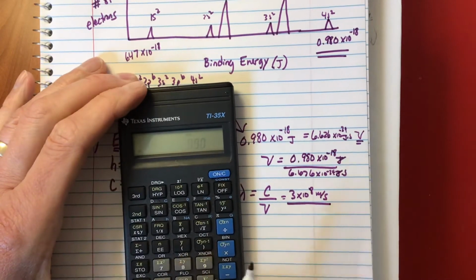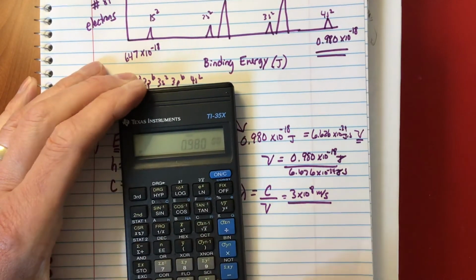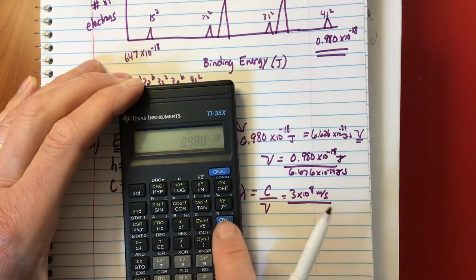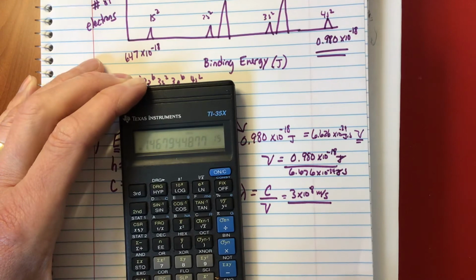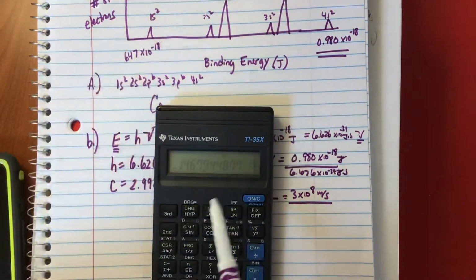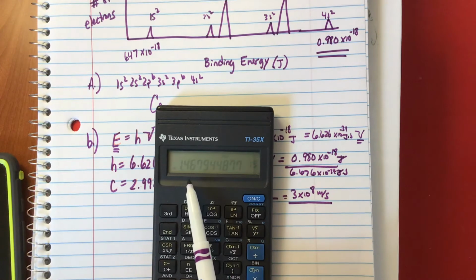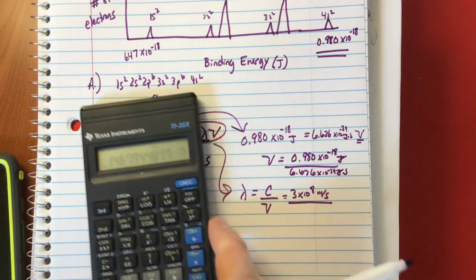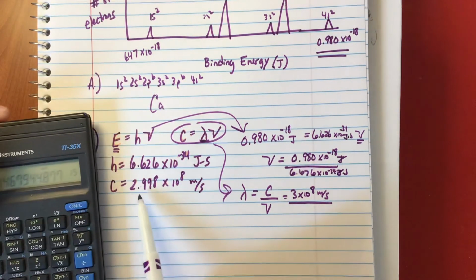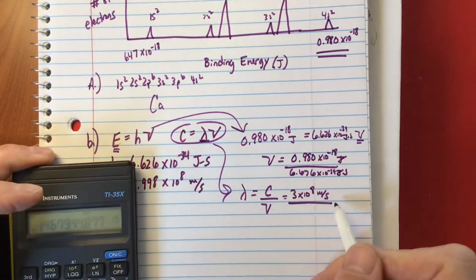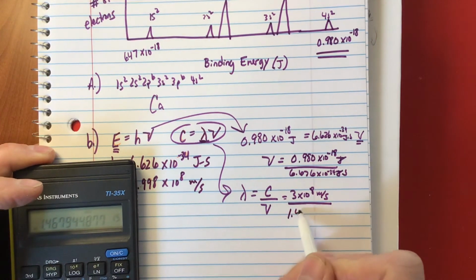So 0.980 times 10 to the negative 18th divided by 6.626 times 10 to the negative 34th. So that gave me an answer of 1.47 times 10 to the 15th hertz. So now I'm going to do 2.998 times 10 to the 8th divided by that.